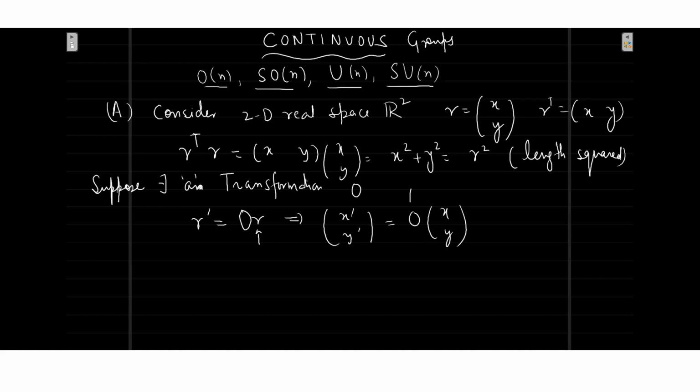Two by two. What kind of matrix will O be? It will be a 2 cross 2 matrix. Remember, it is a two-dimensional vector space, so you will have only two basis vectors, written as x and y. So it will be nothing but a 2 cross 2 matrix. Simple things. Now, if I do r prime transpose times r prime, exactly the same thing which I did with the r vector, but now r prime is a transformed vector.